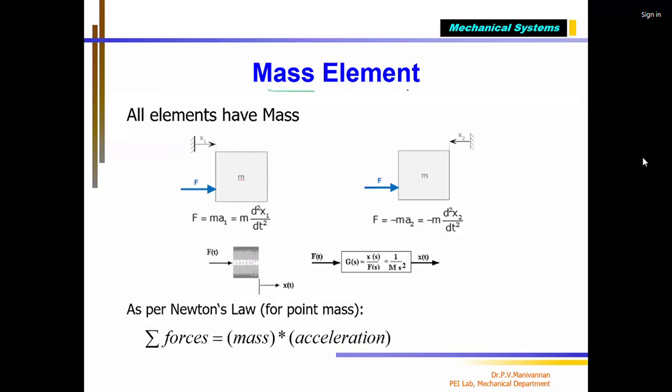And then we saw the mass element. Mass element is a kinetic energy storing device. And we know that F equals ma. From that, you can always say m multiplied by d squared by dt squared of x of t, where x is the displacement of the mass element, and the second derivative is the acceleration. So from that, this is the transfer function in Laplace.